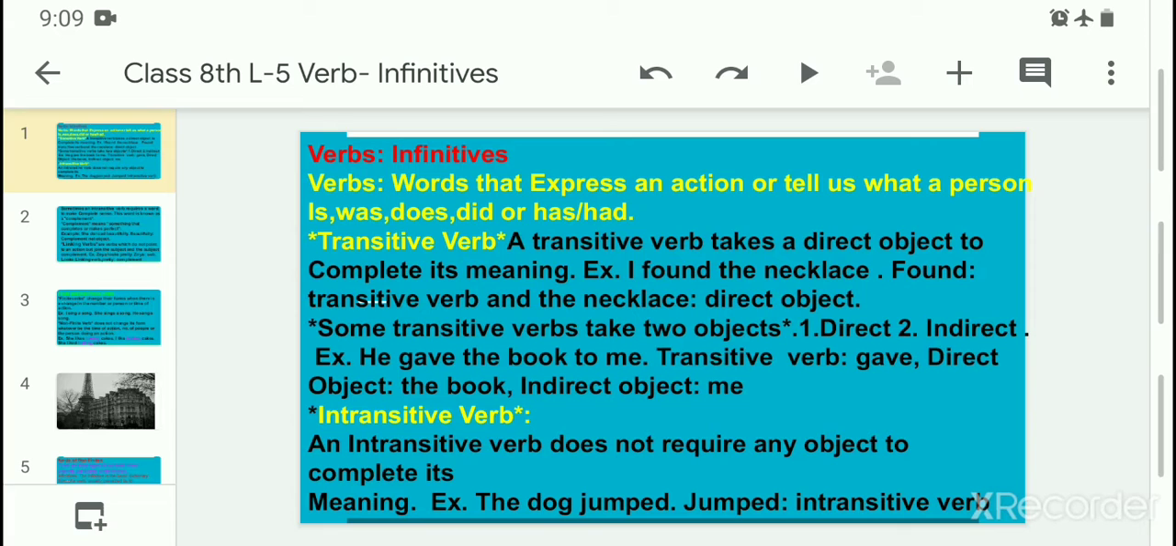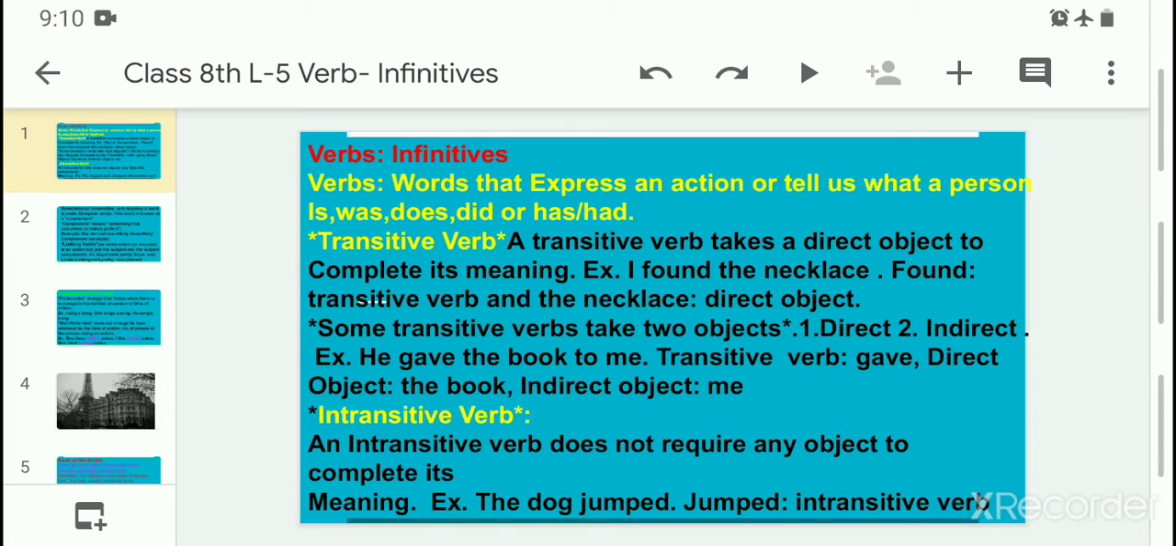So is the verb here, right? So next is transitive verb. Transitive verb takes a direct object to complete its meaning. It means a transitive verb carries an object to complete its meaning and indicates an action which passes over from the doer to an object. For example, I found the necklace, right? So found is the transitive verb here and the necklace is the direct object.